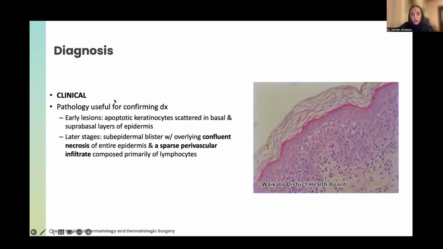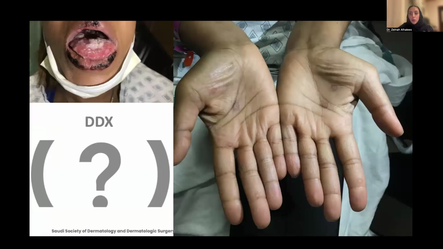So once you do the pathology, with your early lesions, you can have apoptotic keratinocytes that are scattered in the basal and suprabasal layer of the epidermis. But with later stages, you're going to have your confluent necrosis with a sparse perivascular infiltrate, and this differentiates it from EM major, right? So with EM major, you have more perivascular lymphocytic infiltrate, and this is how we differentiate SJS-TEN from erythema multiforme.